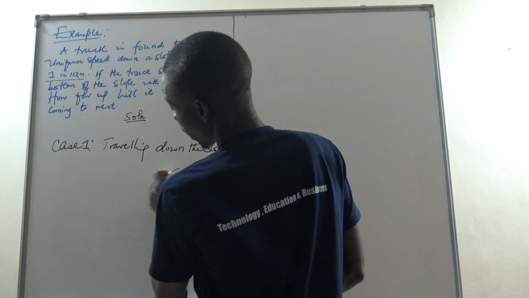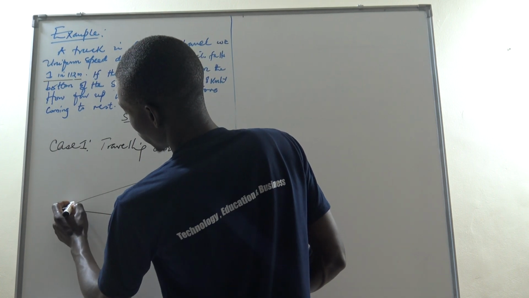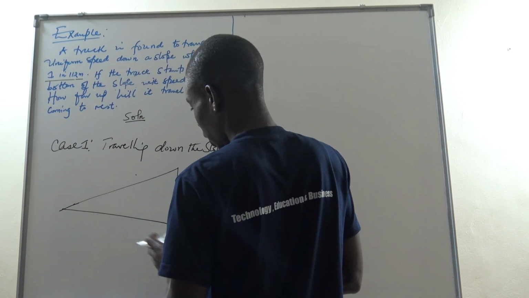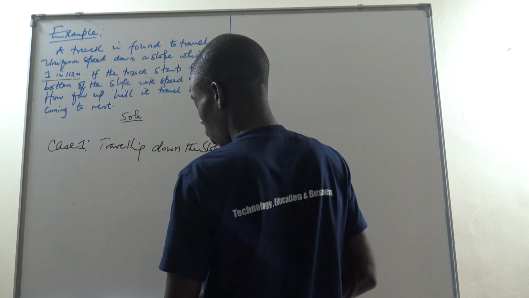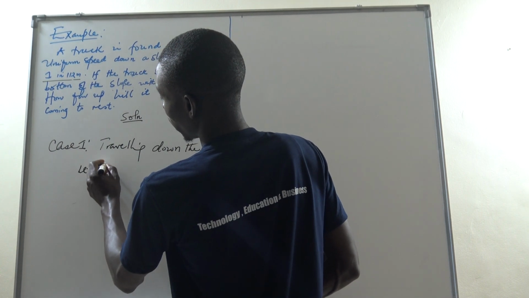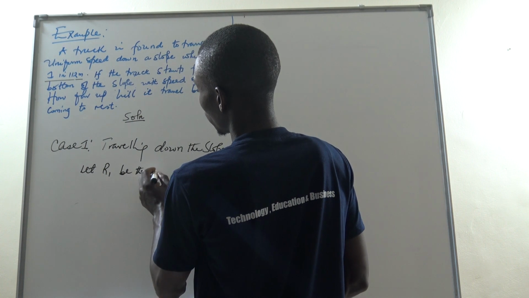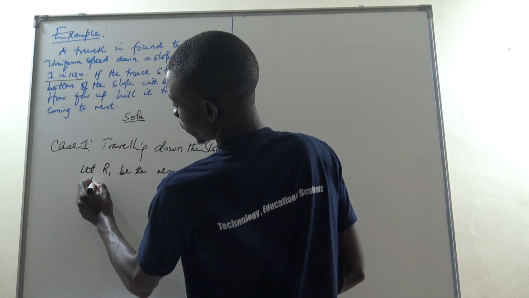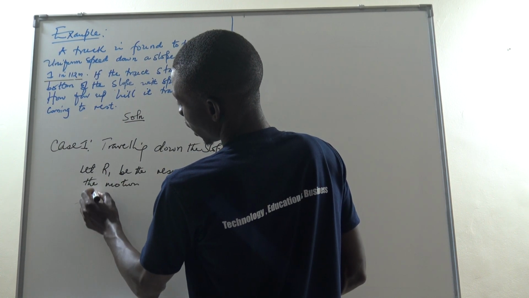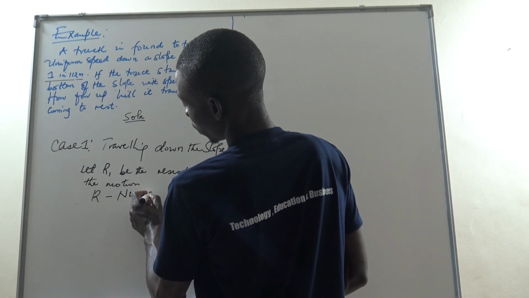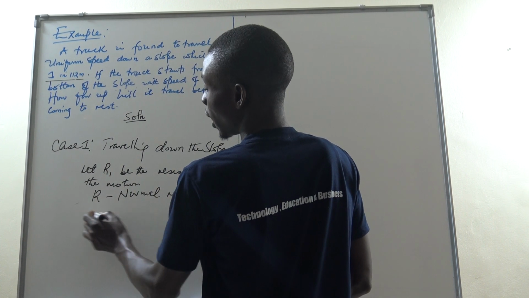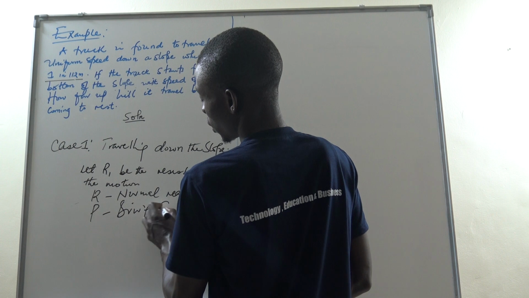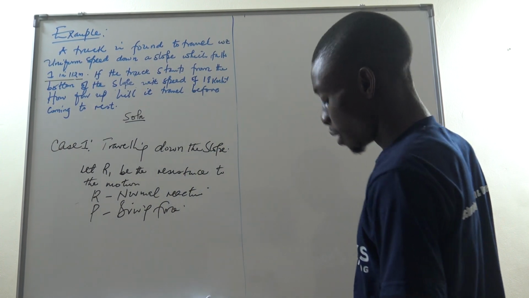What is very true there, I can make a simple sketch here, but before I make a sketch, let me define some values I will be using. Let R1 be the resistance to motion, and then I will use R as normal reaction, and P as the driving force, the force exerted by the engine.